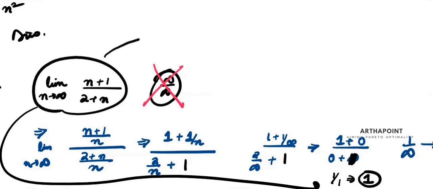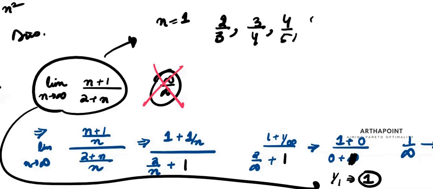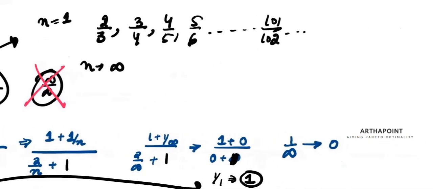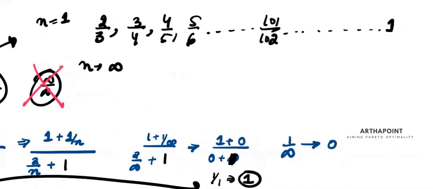So let's see here. If I put different values, suppose I put n equal to 1, I will get 2 by 3. If I put n equal to 2, I will get 3 by 4. Then I will get 4 by 5. Then I will get 5 by 6 and so on. But even if you put something very, very large, if you put 100, you will get 101 by 102 and so on. Slowly, slowly, you will go towards 1.